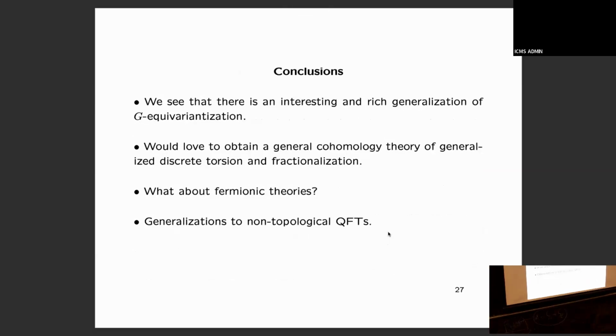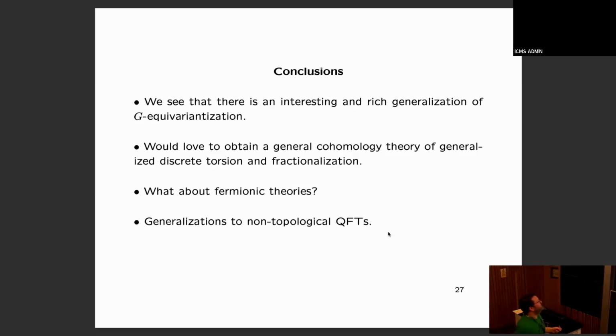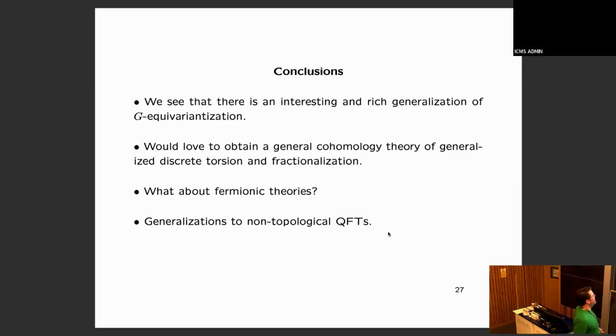So let me just get to the conclusions. There's an interesting and rich generalization of G-equivariantization. It would be nice, at least from my perspective, to have some kind of more unified or cohomological understanding, because maybe that leads to a better way to think about anomalies in these non-invertible cases, because anomalies ought to be classified by something rigid, right? Something maybe related to cohomology. So I would love to have a nice cohomological generalization of the invertible case.